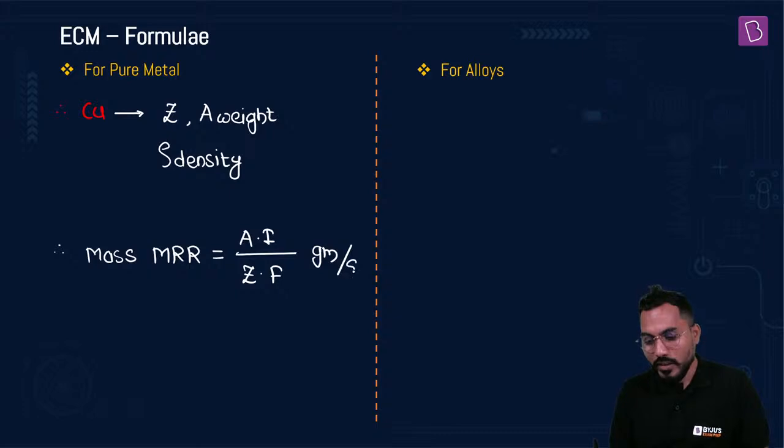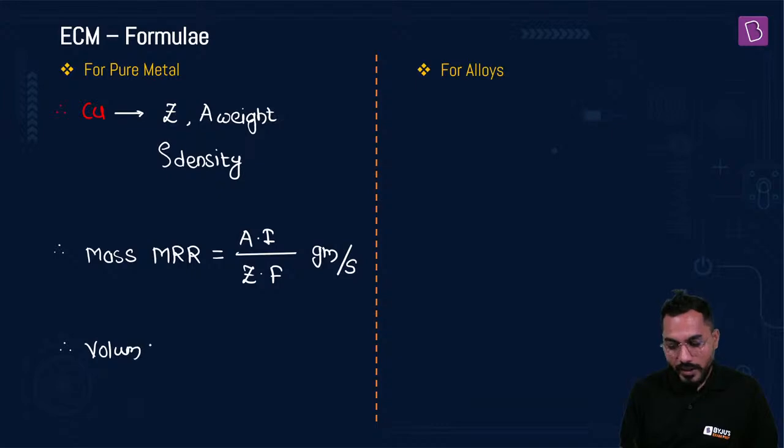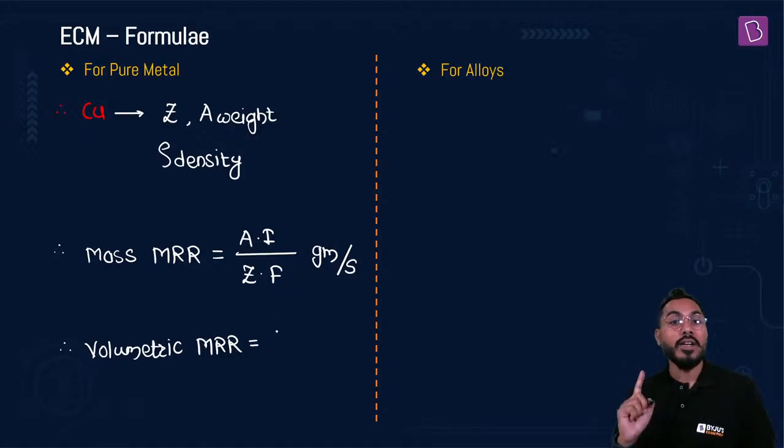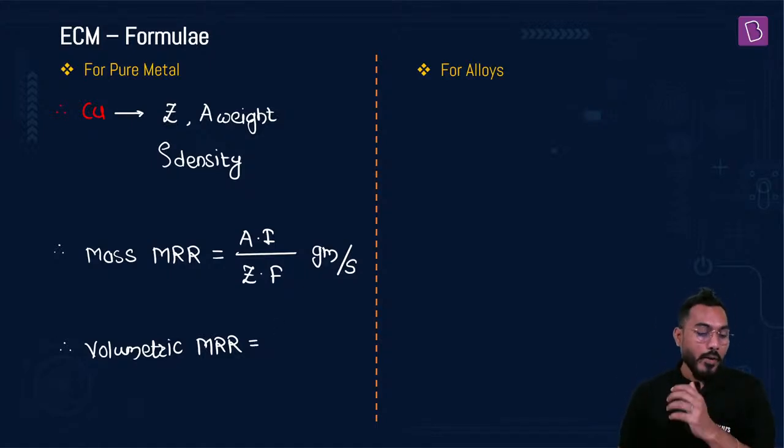Because the values are constant, there is no dilemma. In the same manner, I can calculate a volumetric MRR. What is volumetric MRR? Sir, we know that it is mass material removal rate divided by density. What do we have to do with density? Divide. Is it true?